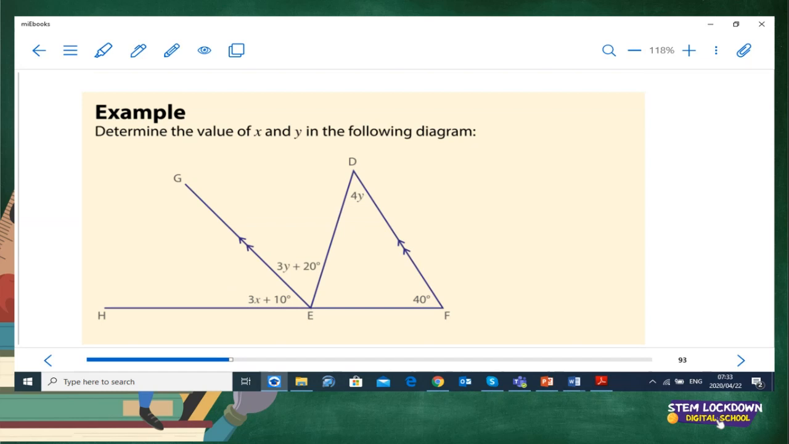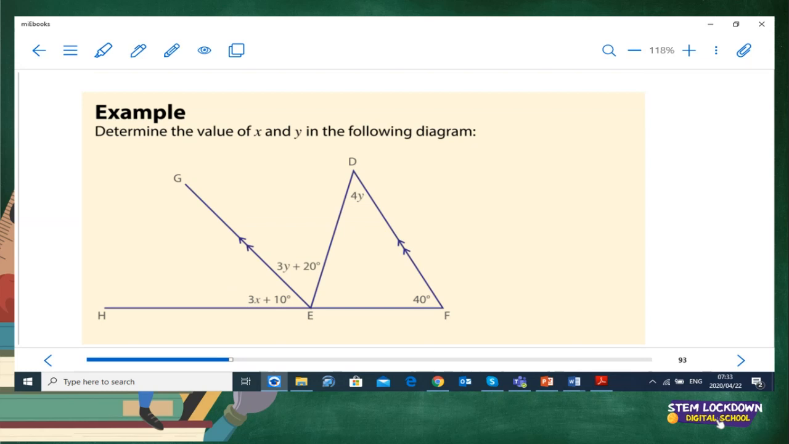Now, because of the parallel lines, we have got sets of angles there. Let me inform you before we carry on. There are two sets. One of the sets is corresponding angles which form an F shape. And those are 40 degrees and 3x plus 10. Those two angles there are corresponding angles and they must be equal. Why? Because GE is parallel to DF.